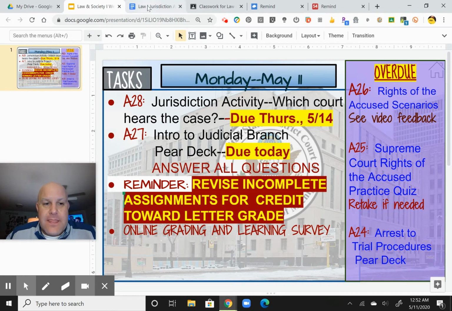So to apply some of what we learned, we're going to look at an activity, and this is where I'm going to cut my face out because I want to get all of it in here. I'm going to go through some of what's due on Thursday, a jurisdiction activity.